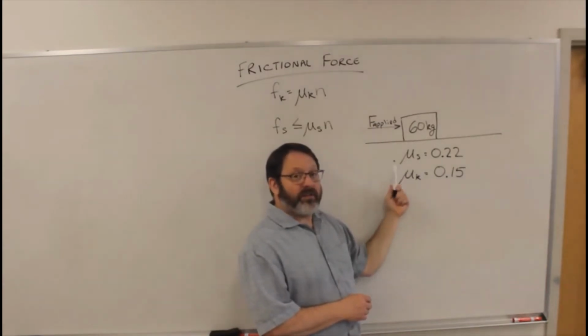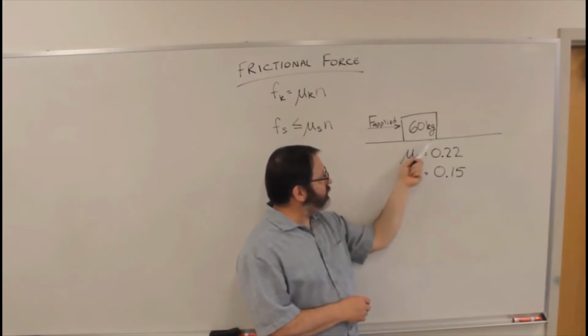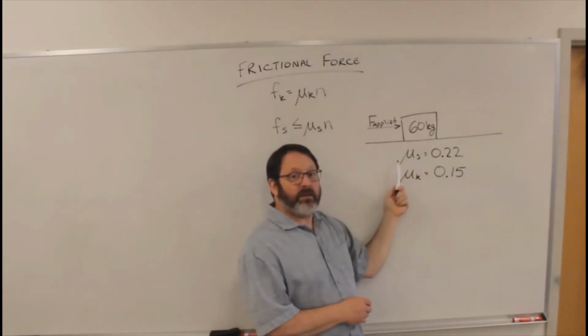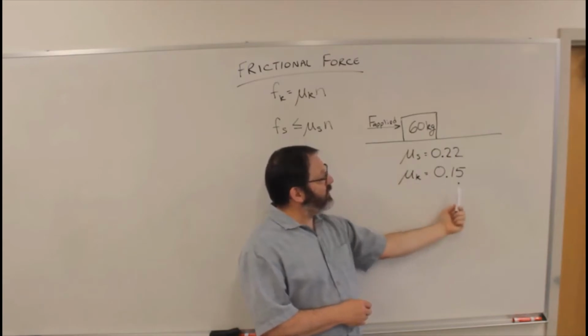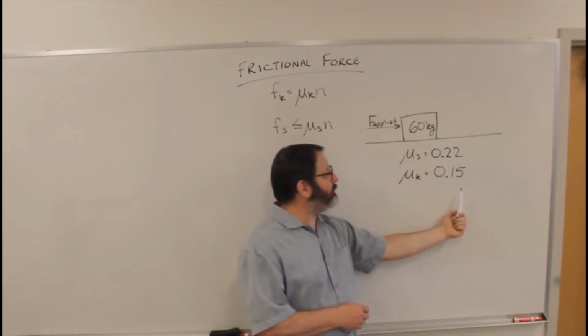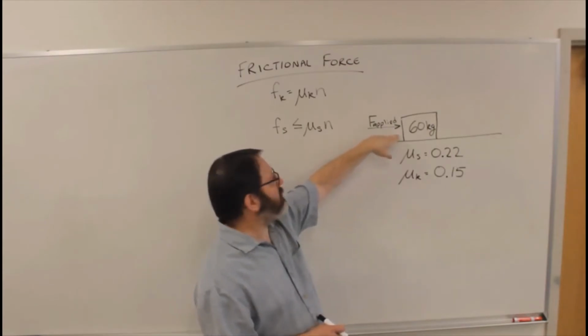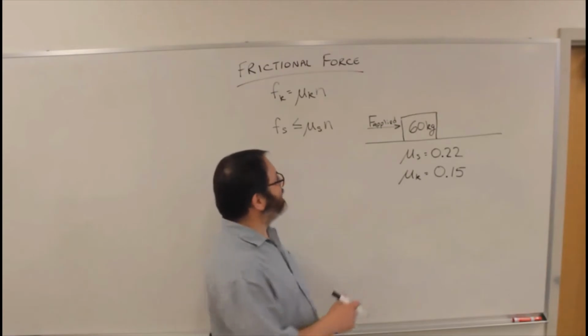The coefficient of static friction for this surface, this interface here, is 0.22. These are dimensionless numbers. The coefficient for kinetic friction between those same two surfaces, I said, is 0.15. So as we start applying a force, I want to look at what's happening.